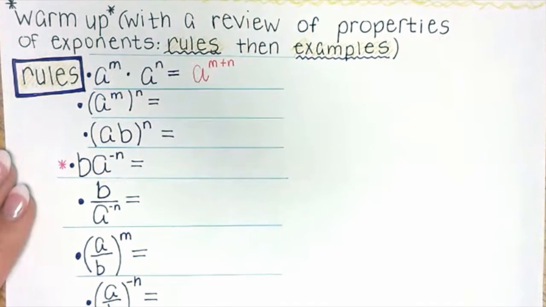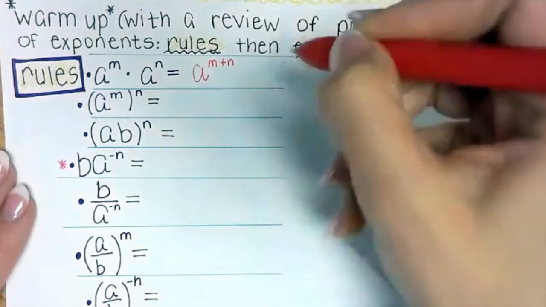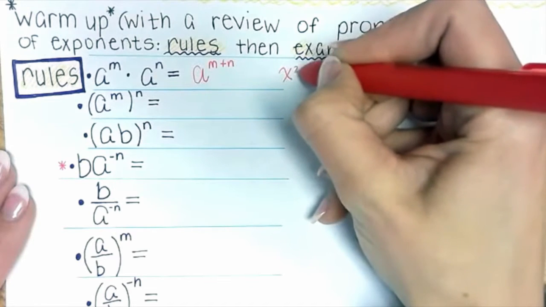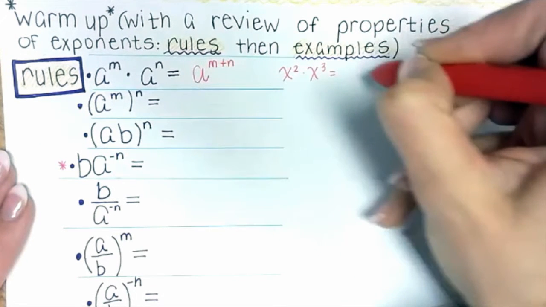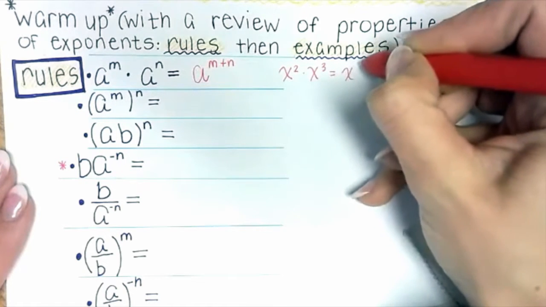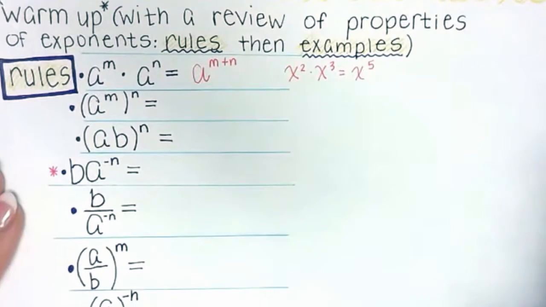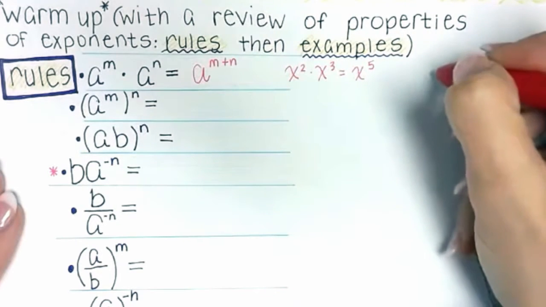A more commonly observed example is something like x to the second times x to the third. We use x as our variable most of the time. Here we have like bases of x. We add the exponents 2 and 3, and 2 plus 3 is 5. So x to the second times x to the third is equal to x to the fifth.